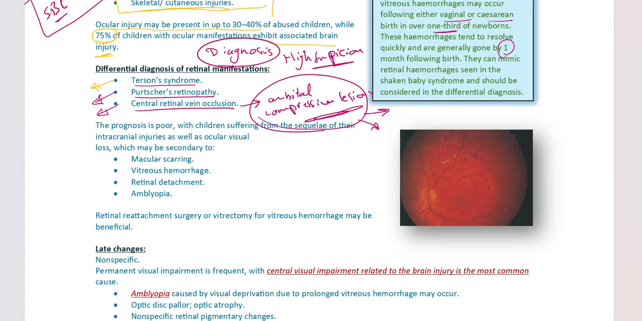In the eye, there might be macular scarring, vitreous hemorrhage with subsequent tractional bands, retinal detachment, amblyopia. So this is the second cause of visual loss in these children. Number 1 is central nervous system insult. Number 2 is deprivation amblyopia. These children might also develop macular holes.